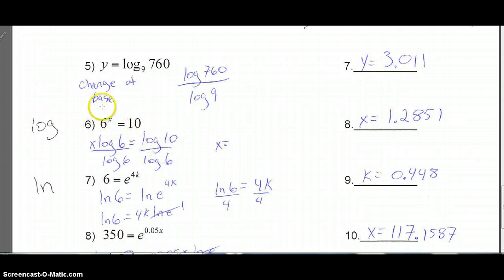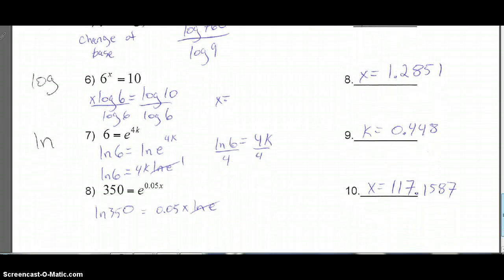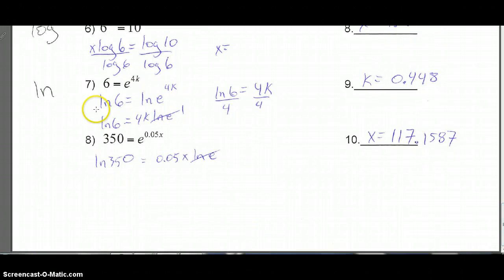Number 6, the only way we can solve for a variable that exists in the exponent is to log both sides. So log both sides, then I can roll the exponent out front, divide both sides by log 6, and I get 1.2851. Number 7, I have e, so that tells me I have to natural log. Then I can roll the exponent out front. Natural log of e is 1, so you end up getting natural log of 6 equals 4k. Divide by 4, you get that. Same thing for number 8, natural log both sides. Divide by 0.05 and you get 117.